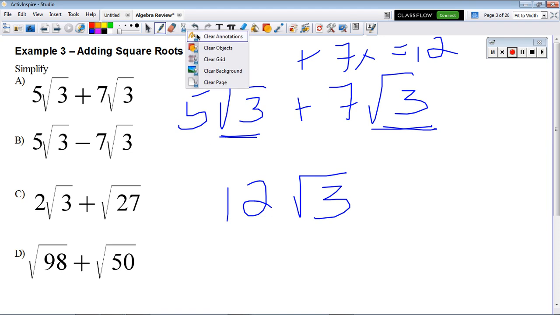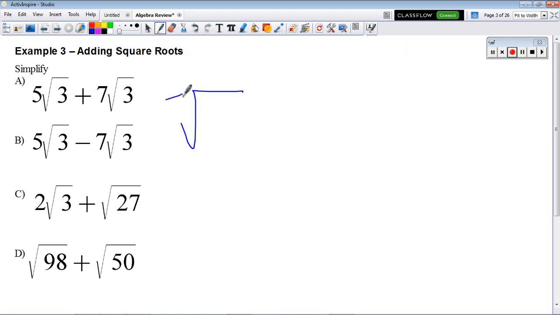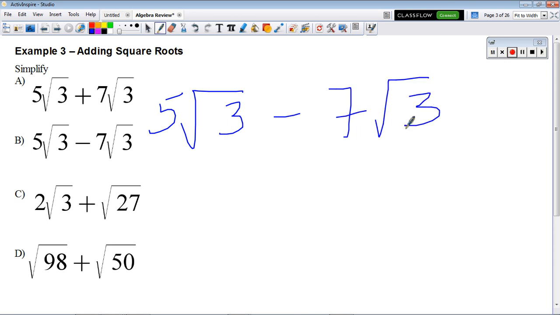Subtracting, same thing. So I have here 5 square root of 3 minus 7 square root of 3. So I'm going to do the same thing here. I'm going to subtract these values that are in front of the square roots. 5 minus 7 would be negative 2, so the result of this would be negative 2 square root of 3. So you'd have something like that for part B.